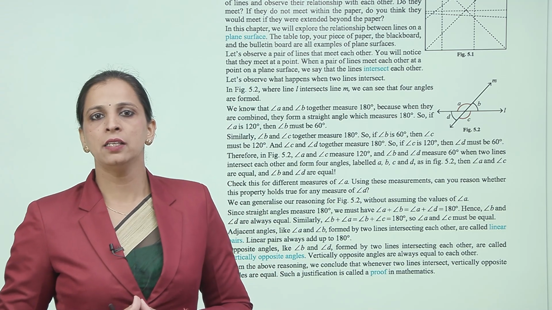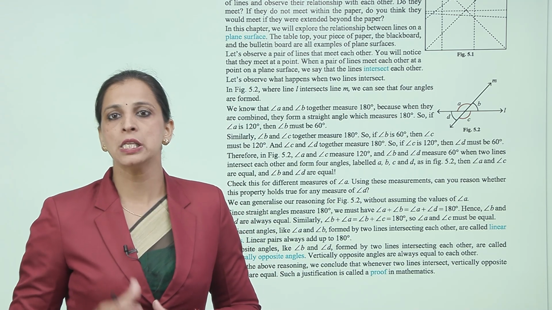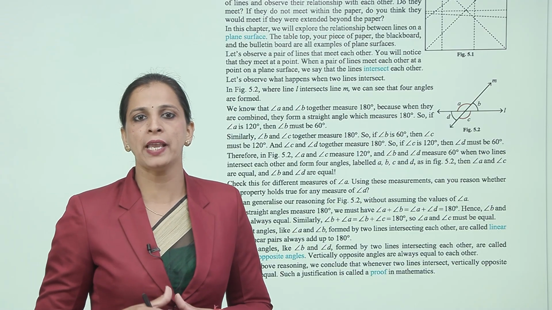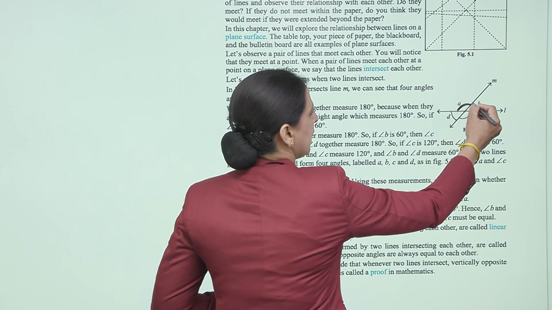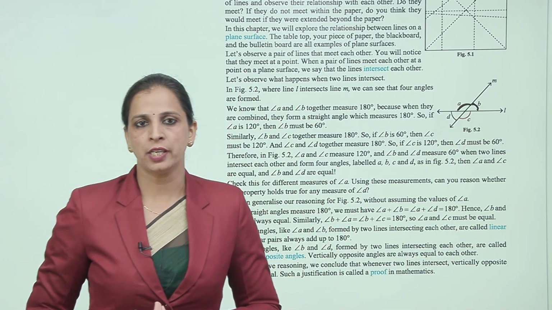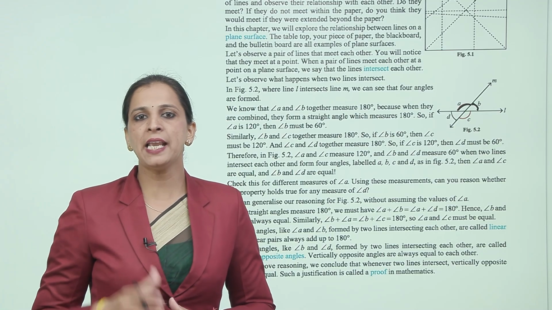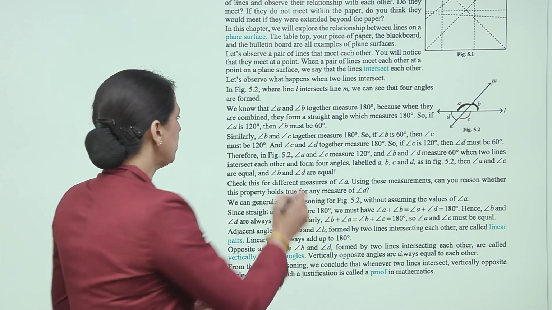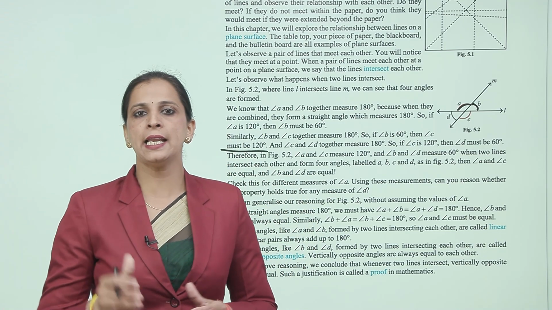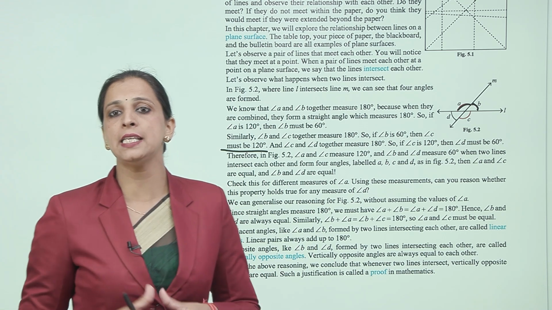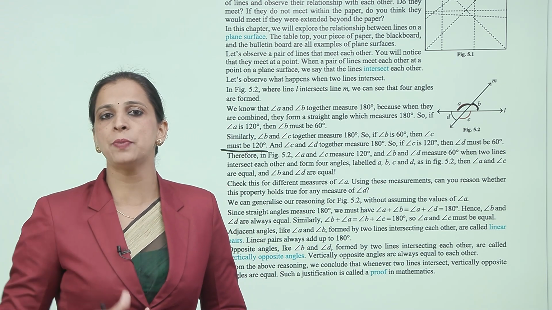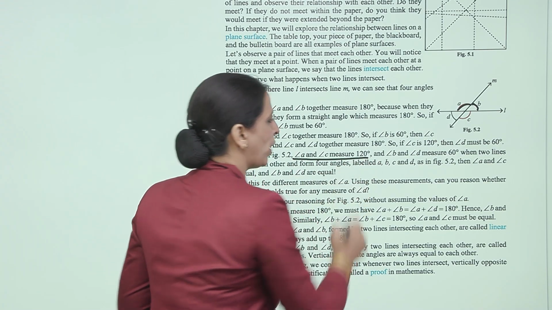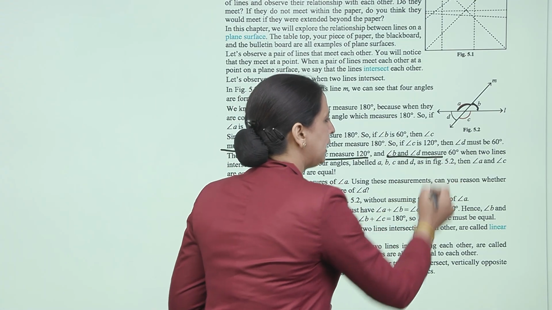We know that angle A and angle B together measure 180 degrees because when they are combined, they form a straight angle which measures 180 degrees. So, if angle A is equal to 120 degrees, then angle B must be 60 degrees. Similarly, angle B and angle C together measure 180 degrees. So, if angle B is 60 degrees, then angle C must be 120 degrees. And angle C and angle D together measure 180 degrees. So, if angle C is 120 degrees, then angle D must be 60 degrees. Therefore, in figure 5.2, angle A and angle C measure 120 degrees and angle B and angle D measure 60 degrees.